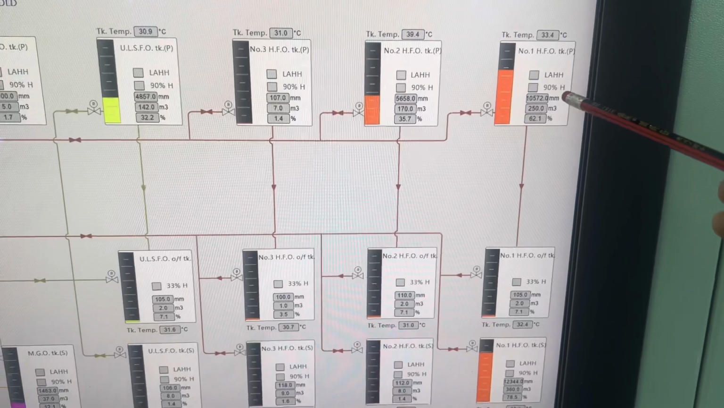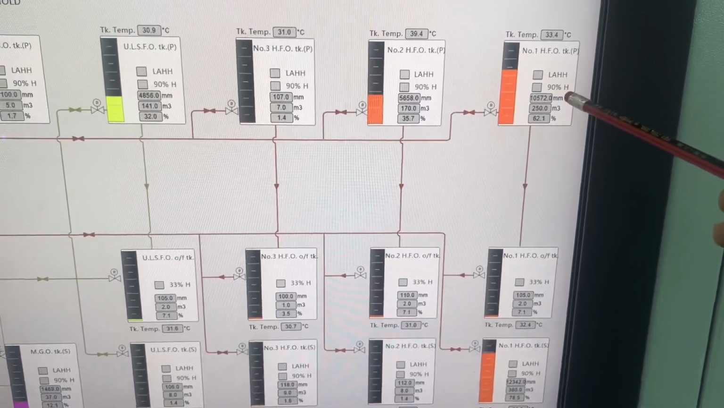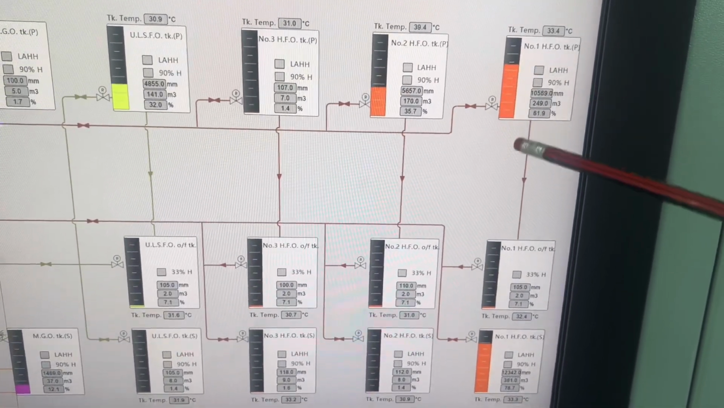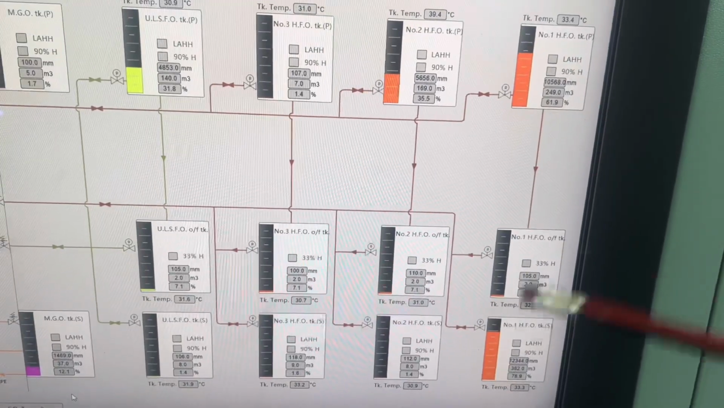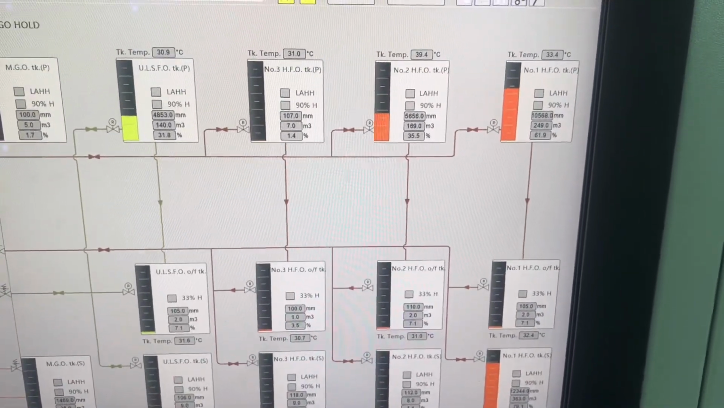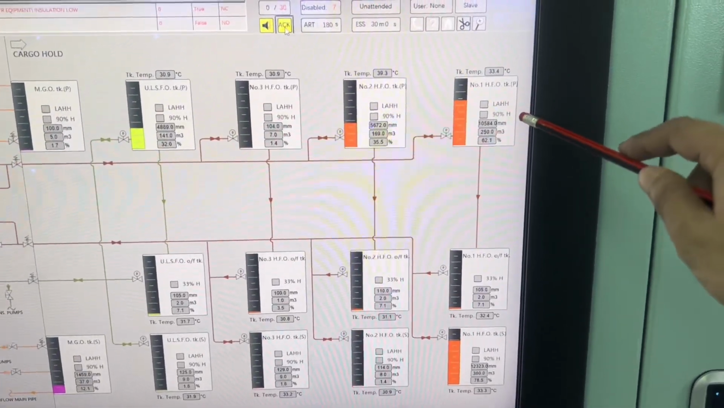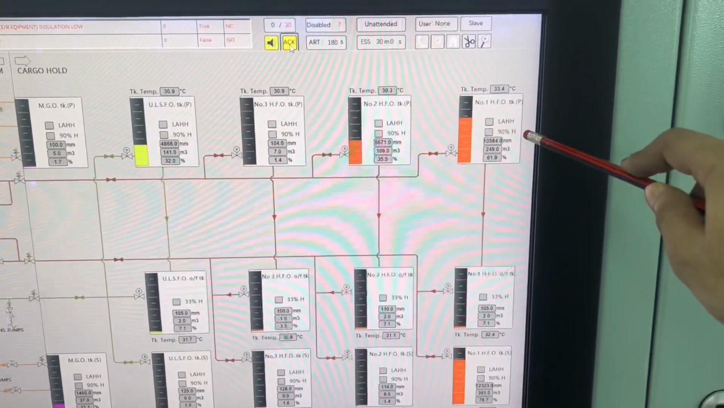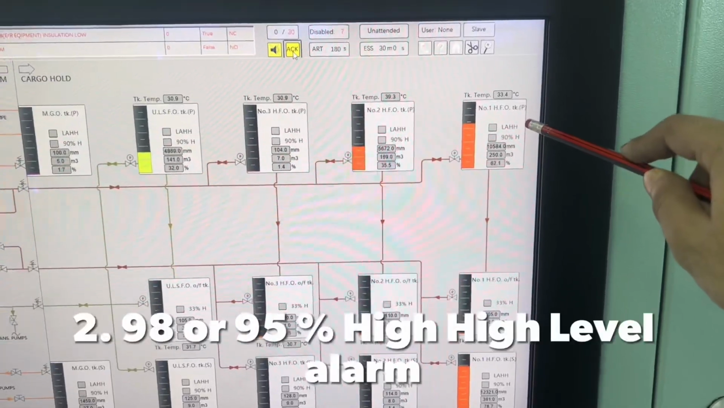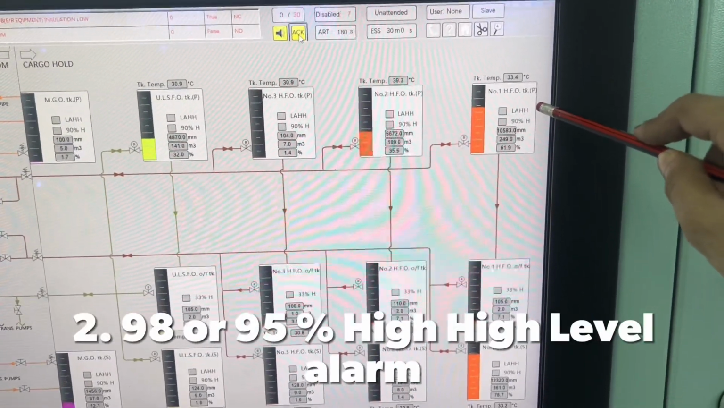This is the first safety. Whenever this 90% high level alarm comes, it will give an audible and visual alarm in the engine room and everybody will be alerted. Coming to another point, after this 90% high level alarm, the other safety is the 98% high level alarm.